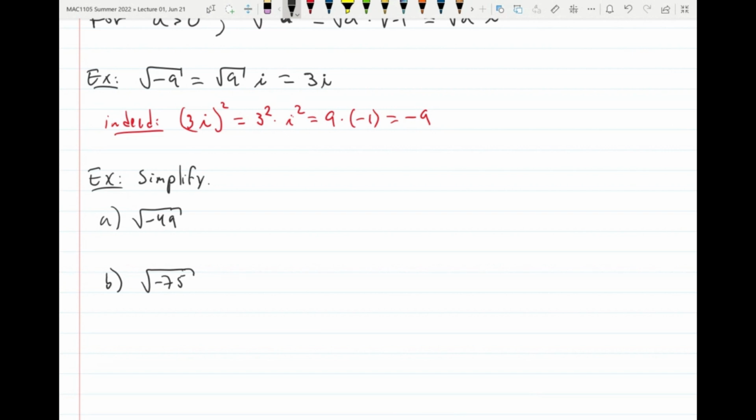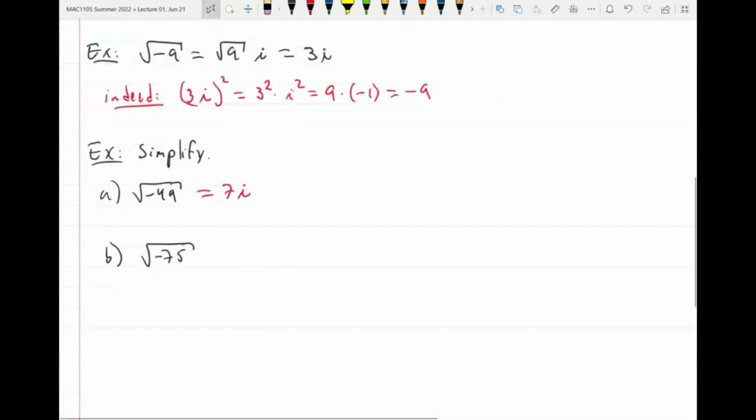So, what's the answer to the first one? 79. Very good. So, again, the negative is just, we give you the i, and then the square root of 49 is 7. All right, how about B? How do we do this one?